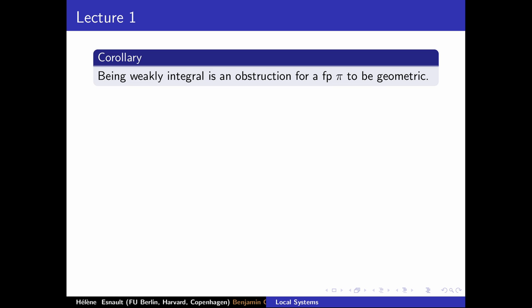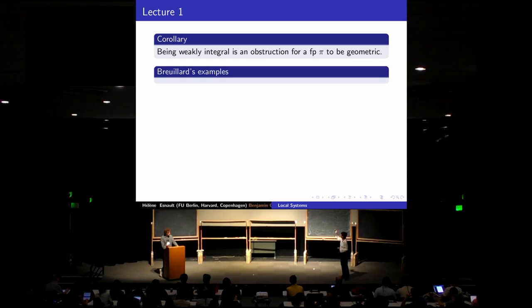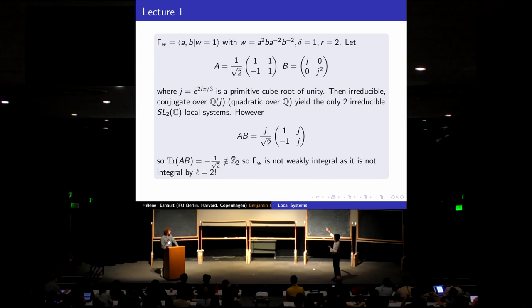And the corollary of the theorem which Ben just showed is that being weakly integral is an obstruction for a finitely presented group pi to be geometric. Why is that an obstruction? Because I have to give you a finitely presented group. When I say it's an obstruction, that means there are finitely presented groups which are not weakly integral. Consequently, they cannot be geometric. Consequently, I have found a new obstruction.